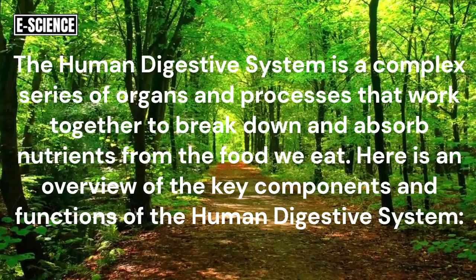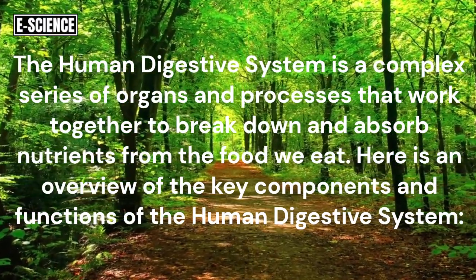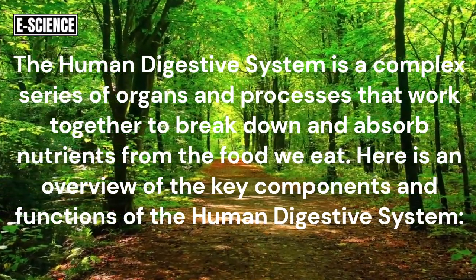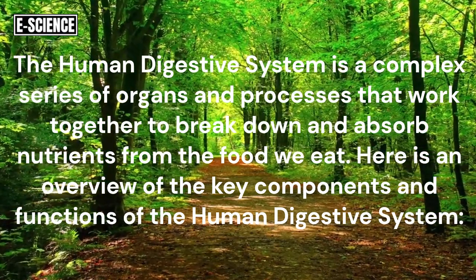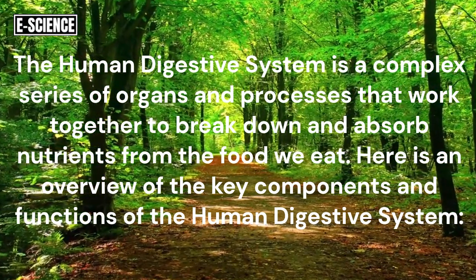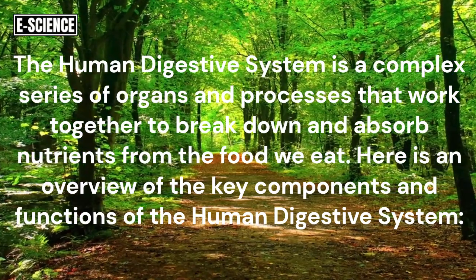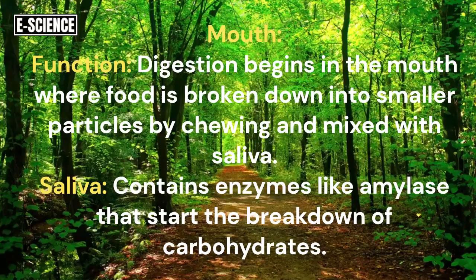The human digestive system is a complex series of organs and processes that work together to break down and absorb nutrients from the food we eat. Here is an overview of the key components and functions of the human digestive system.